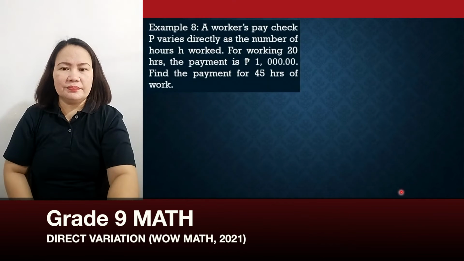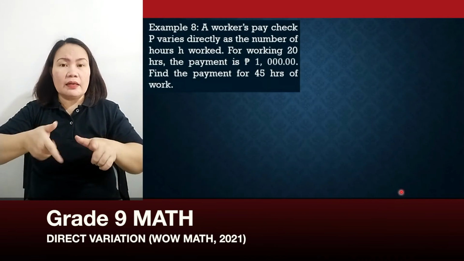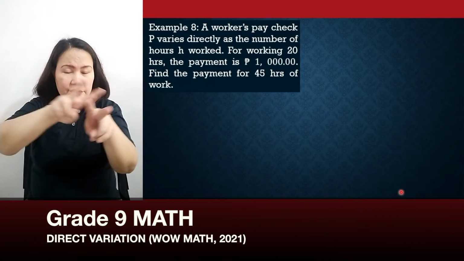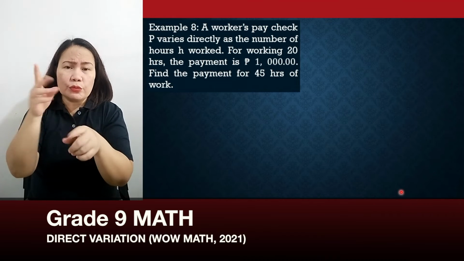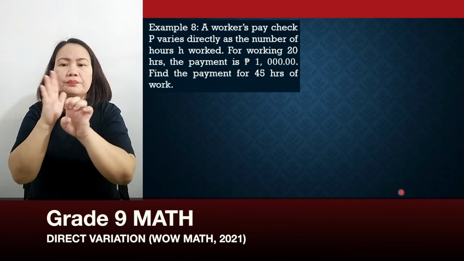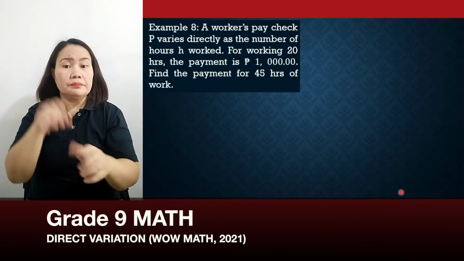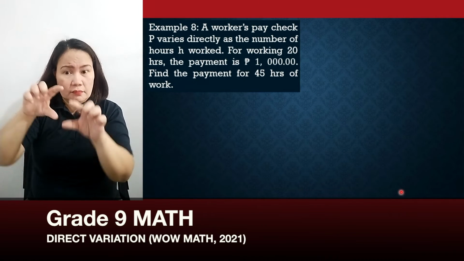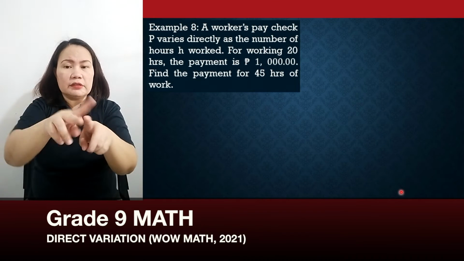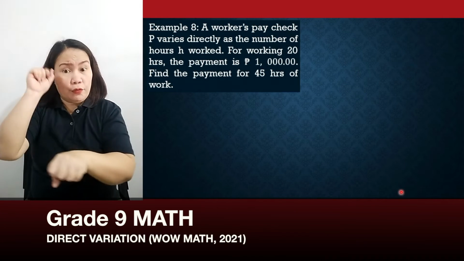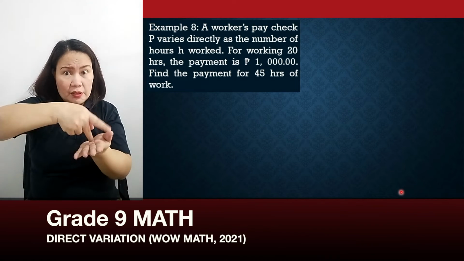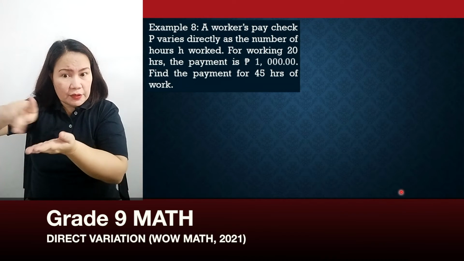Let's have application of direct variation. Importante kung saan natin pwedeng gamitin yung direct variation. For example, number 8, a worker's paycheck P varies directly as the number of hours H worked. For working 20 hours, the payment is 1,000 pesos. Find the payment for 45 hours of work.